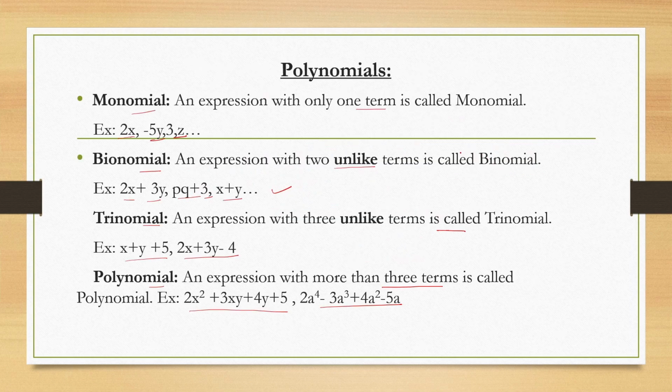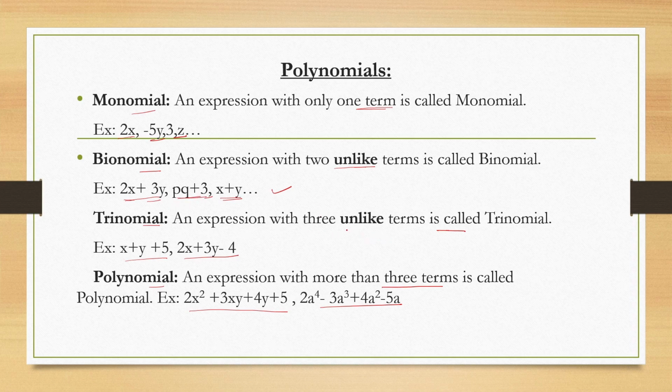Now we will see polynomials. The expression with only one term is called a monomial. So monomial is the expression with only one term. So 2x, minus 5y, 3z, these all are monomials. Binomials are expressions with two unlike terms. 2x plus 3y is a binomial. x plus y is a binomial, pq plus 3 is a binomial.